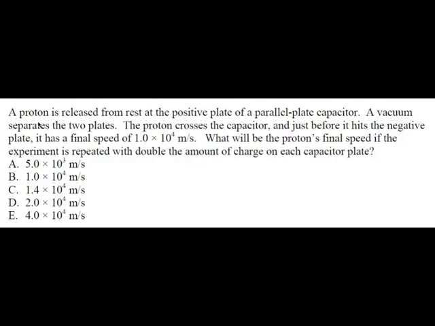A proton is released from rest at the positive plate of a parallel plate capacitor. A vacuum separates the two plates. The proton crosses the capacitor, and just before it hits the negative plate, it has a final speed of 1.0 times 10 to the 4 meters per second. What will be the proton's final speed if the experiment is repeated with double the amount of charge on each capacitor plate? And there's a list of 5 choices of final speeds, all in meters per second.